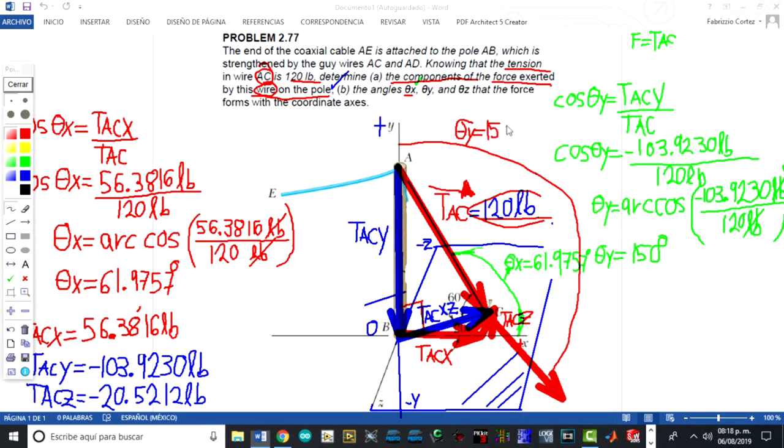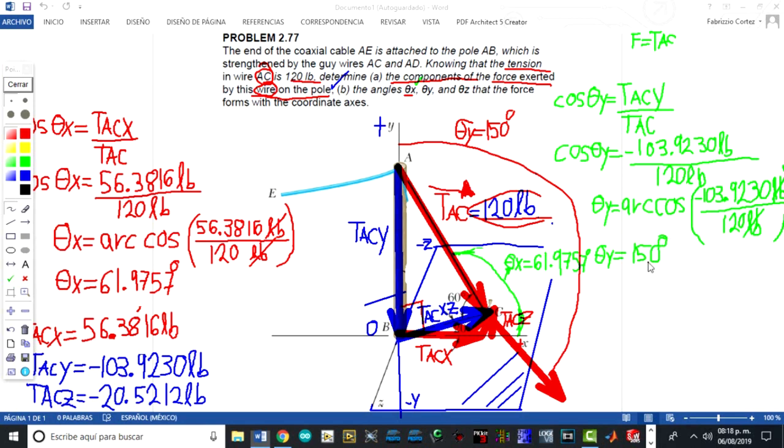that equals 150 degrees. And as we can see, from here to here is 180 degrees, and we have 150, so that's why we have this long distance. This other angle will be 30 degrees, that will be the other angle in order to complete the 180 degrees. But we calculated theta y now.